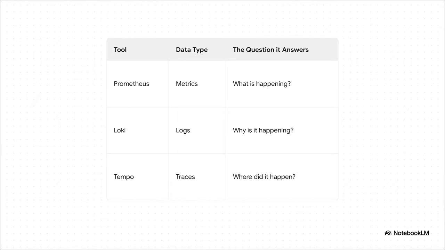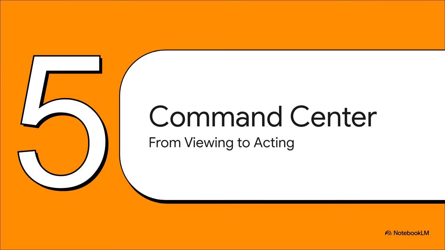You'd look at the logs and see, oh, it's because this one specific query is failing over and over. And finally, there's Tempo for traces, which answers where did it happen. A trace would show you exactly which part of the code or which service is the bottleneck. Grafana is the tool that brings all three of these views together in one place. So you see, Grafana is way more than just a pretty dashboard you put up on a TV screen.